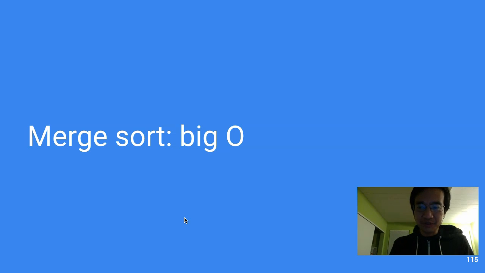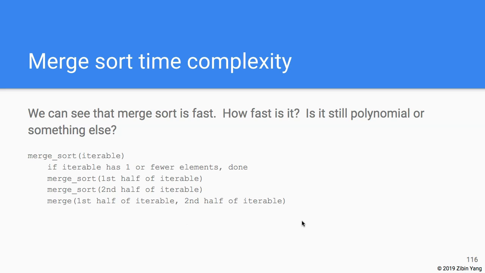Hi, in this video we'll talk about the theoretical big O of merge sort. So we have seen that merge sort is pretty fast. Now exactly how fast is it? Is it still polynomial but with a smaller power, or is it something else? Well, I think we said at the beginning it's n log n. So how is that the case?